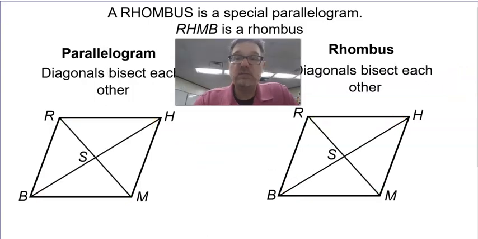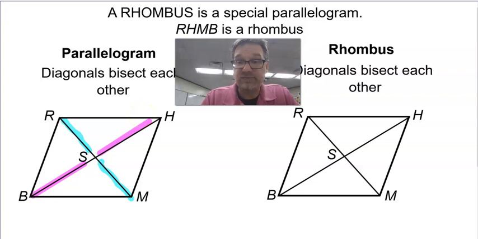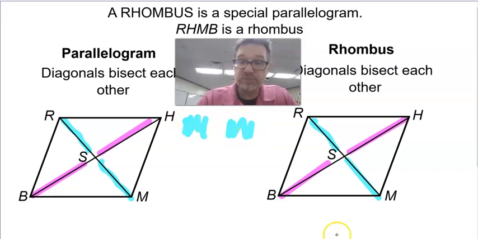Now, when we bring in our diagonals, diagonals bisect each other. Again, that's true for both. So this diagonal gets cut in half, and this diagonal gets cut in half. Same with a rhombus. So I know, of course, blue equals blue, purple equals purple. That is true.